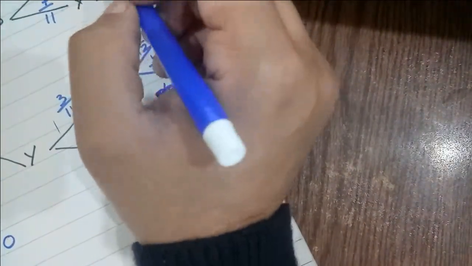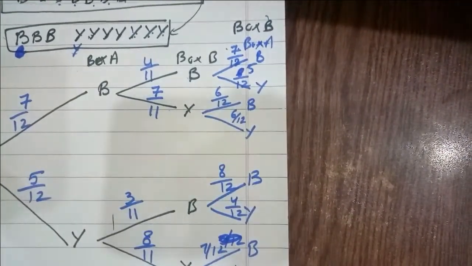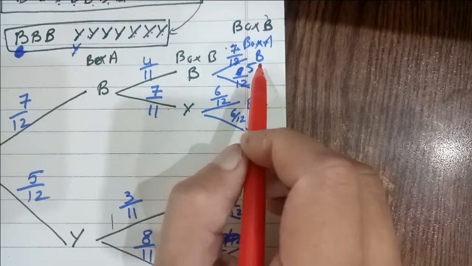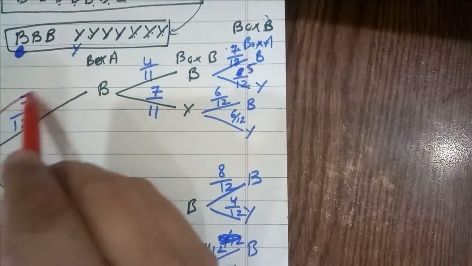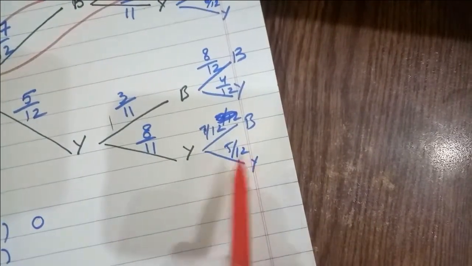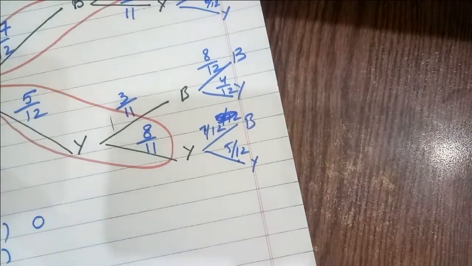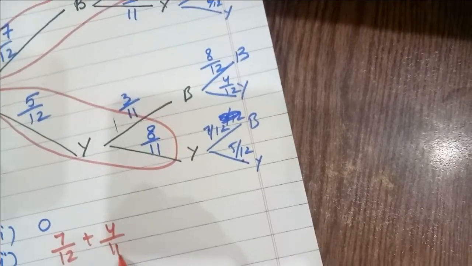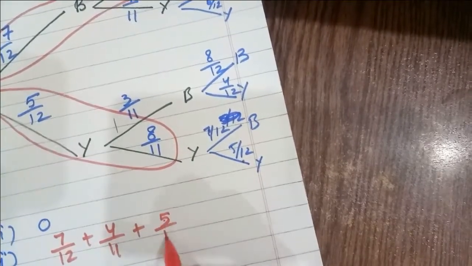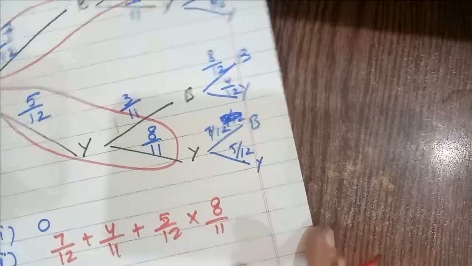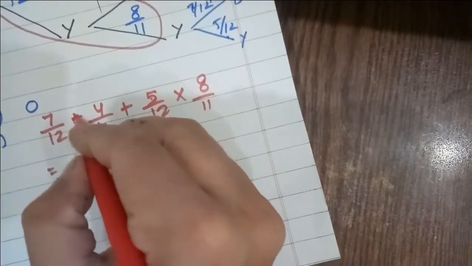So for the probability, there are two branches. You can see that this one has 7 blues and 5 yellows. So this branch, first one is this, and the second one is this, 7 blue and 5 yellows. So we have to multiply the probabilities along a branch, and add the probabilities of the branches. This 5/12 multiplied by 8/11. So finally we get 17/33.